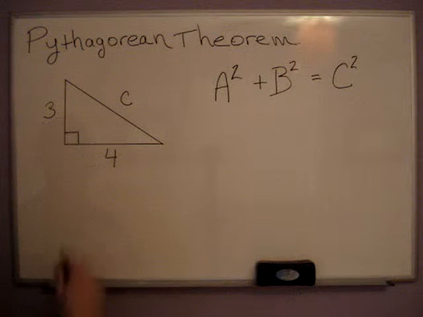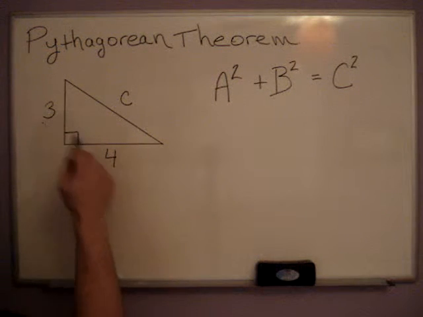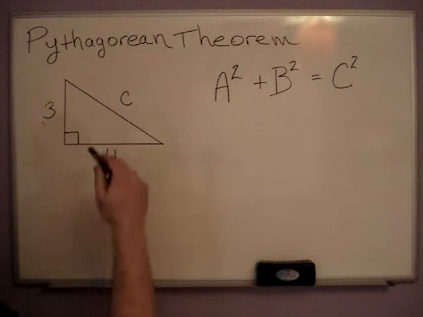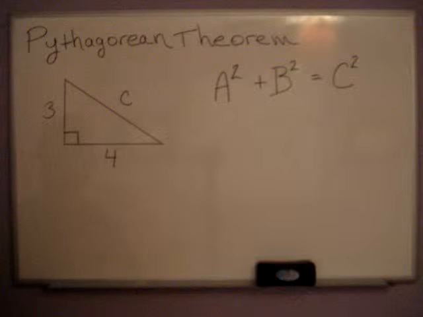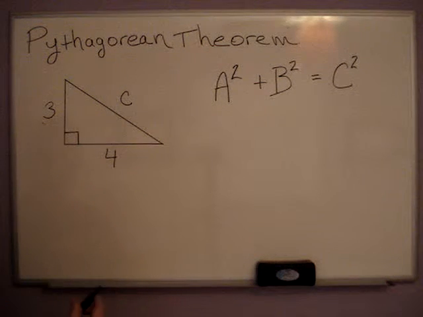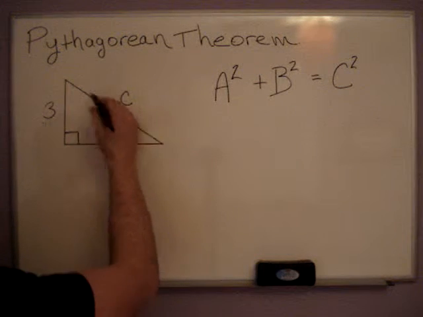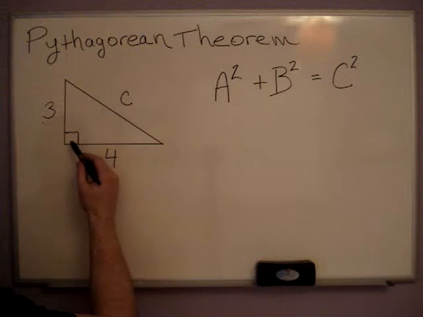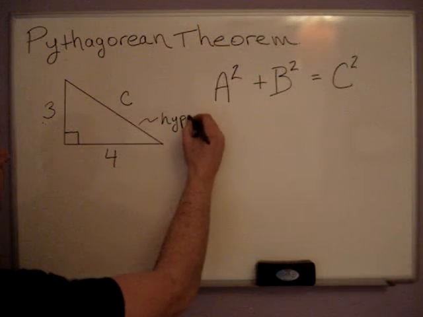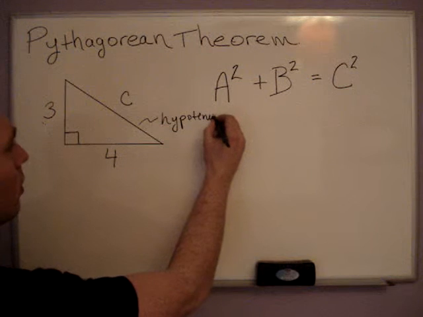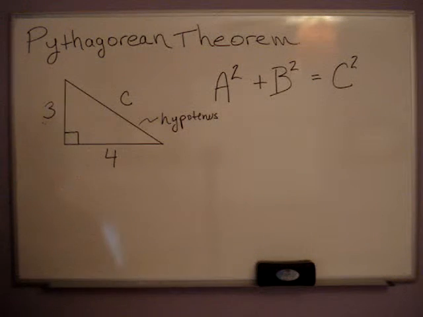And how it's used is you take the two shorter legs, which represent the a and the b. It does not matter which order you put them in. 3 could equal a or b, and 4 the same. The important part of this, though, is c must be the line segment opposite of the right angle, and this side is called the hypotenuse. That is the only side that matters when you place the information into the equation.